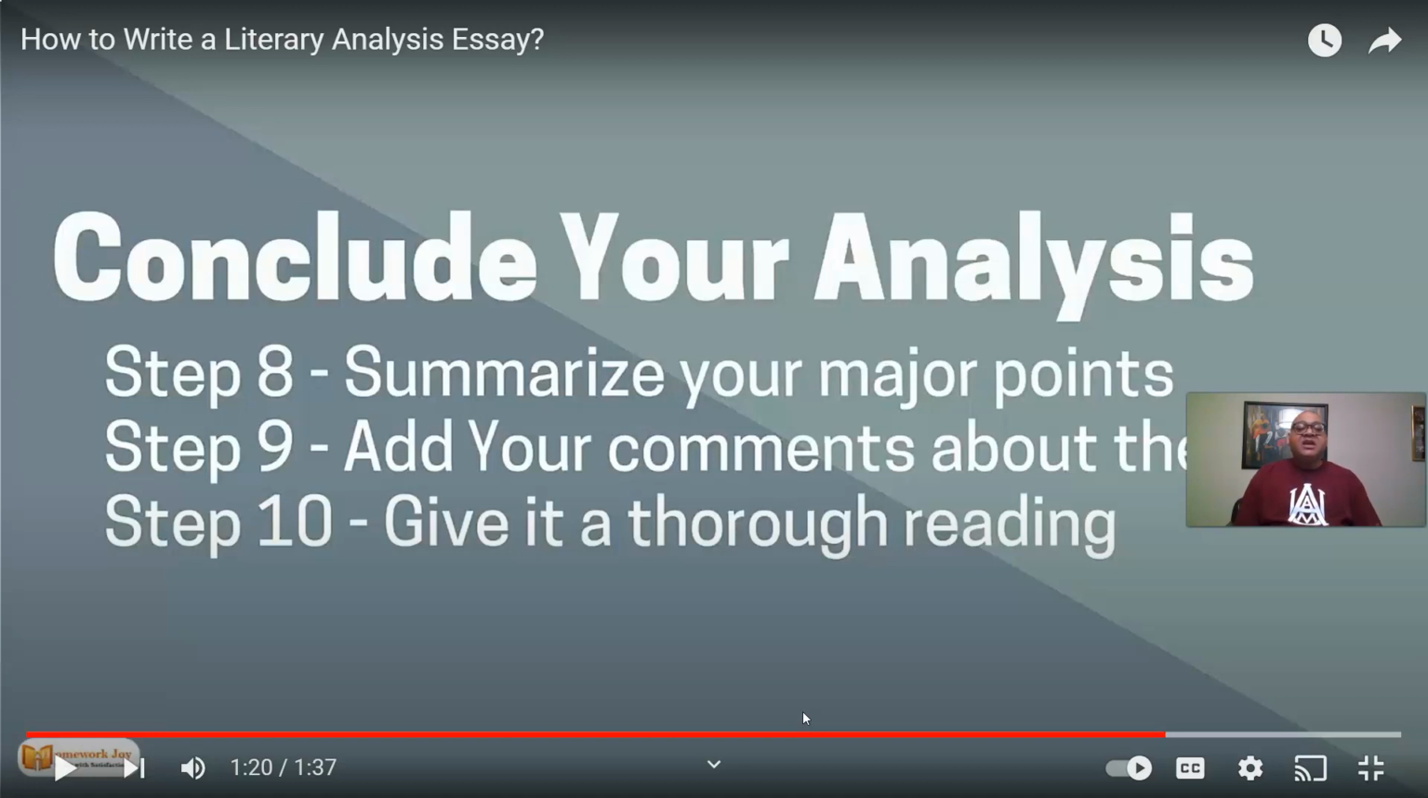Step 10, you want to give it a thorough reading, meaning read the paper over again. Look for those things that you missed. Where is my support weak? Where do I need to build up the essay? Where do I need to make sure that my analysis, my interpretation of what's going on in the story, needs beefing up? And so you want to do all of this as you conclude the essay.